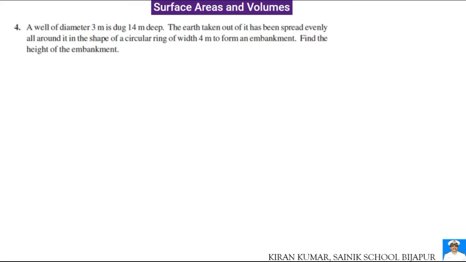Similar question, question number 4. A well of diameter 3 meter is dug 14 meter deep. The earth taken out has been evenly spread to form the shape of a circular ring of width 4 meter to form an embankment. Find the height of the embankment.